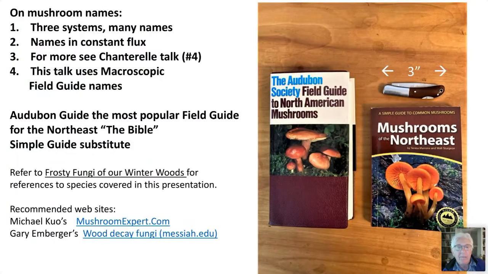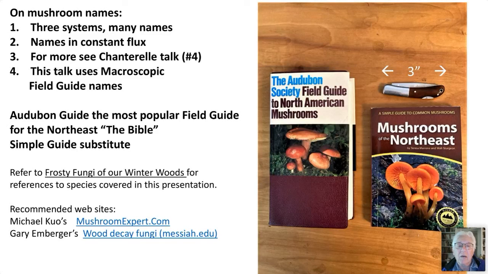I should say something about mushroom names. The names that we're going to be using in this talk are field guide names. They're based on macroscopic characteristics. Those of you who were around for our previous talks will remember that in the Chanterelle talk there was a good deal of discussion about the three systems in place: the old field guide system, the biological species concept, and then the DNA cladistic system. No matter which one you use, the names are in constant flux. They change all the time. If you go back to the Chanterelle talk, talk number 4, you can follow up on this in some detail. So we're going to use macroscopic field guide names. We bring into the woods our hands and our eyes, and we feel things and look at things. That's what we'll be using.